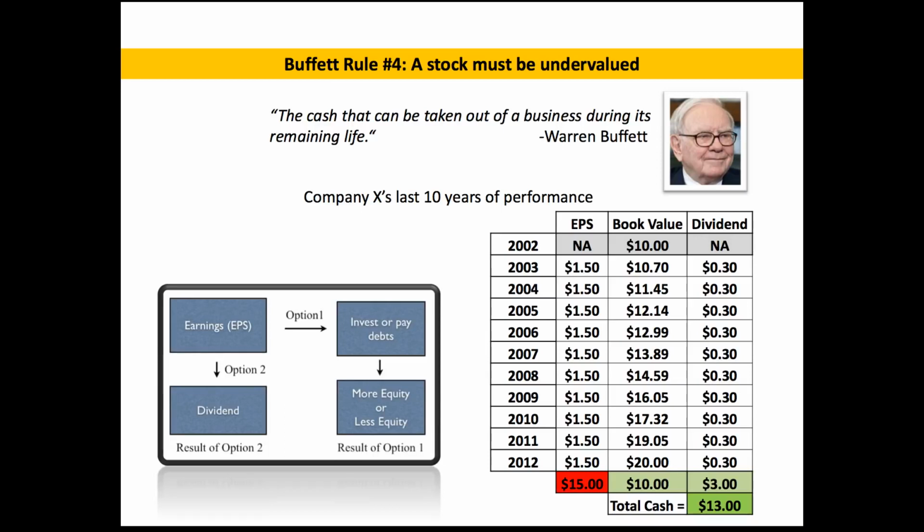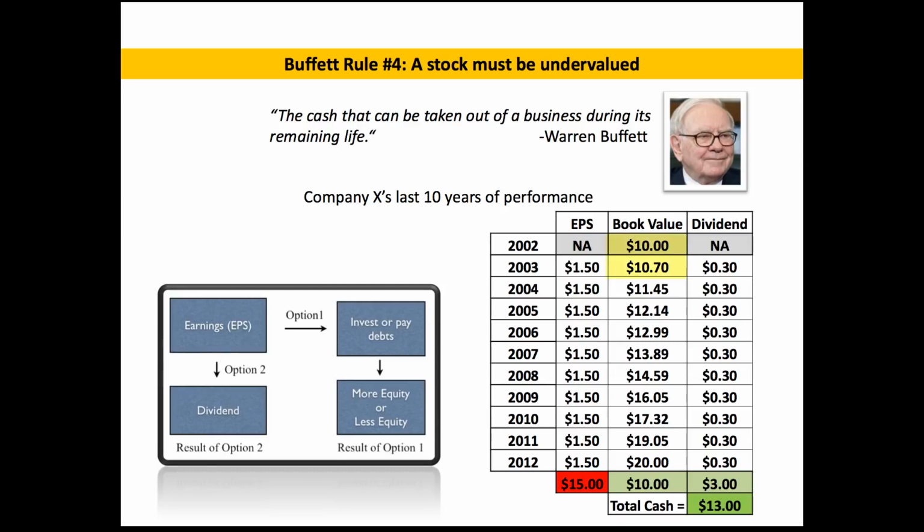And we're going to assume that the book value of the company, which is nothing more than the equity per share, back in 2002 was $10. Okay? And so our EPS is $1.50, and we're going to assume that that EPS was the same for 10 years straight, and it never changed. It was $1.50 every single year. So when we see that, we look at how the book value changed from 2002 to 2003.